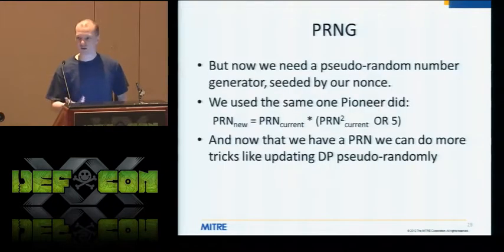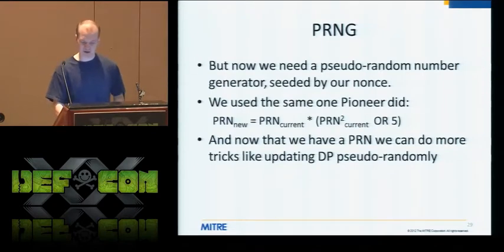So to do that, we need to add a pseudo-random number generator. We use the same one Pioneer did, and it's basically you seed it with your nonce. That's easy. You've already got some fresh seed for it for every single measurement. And then you just basically do it. This is nice and simple in assembly language. You basically take your current value times the current value squared, ORed with 5. This works as a pseudo-random number where it'll cycle through all the possible values before looping back to the one where it started.